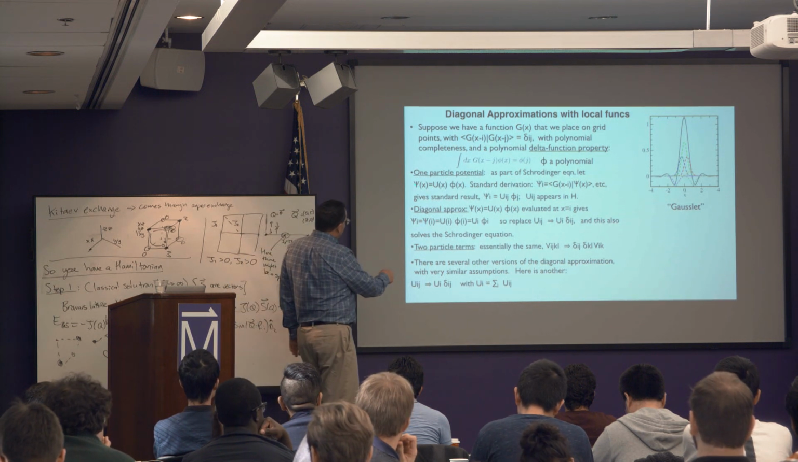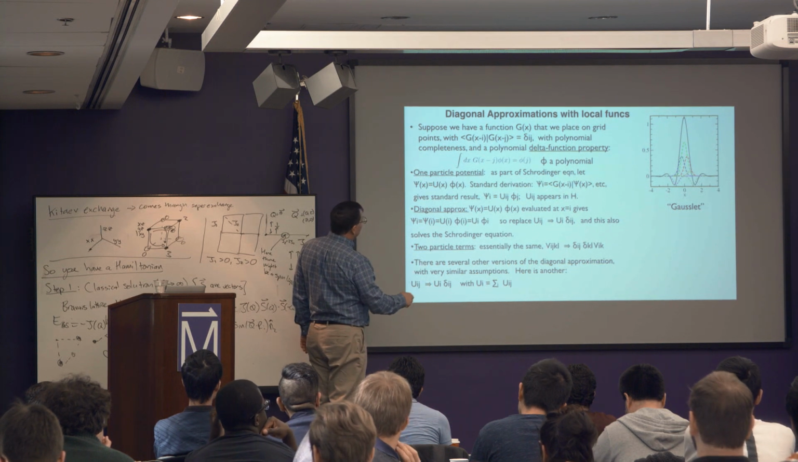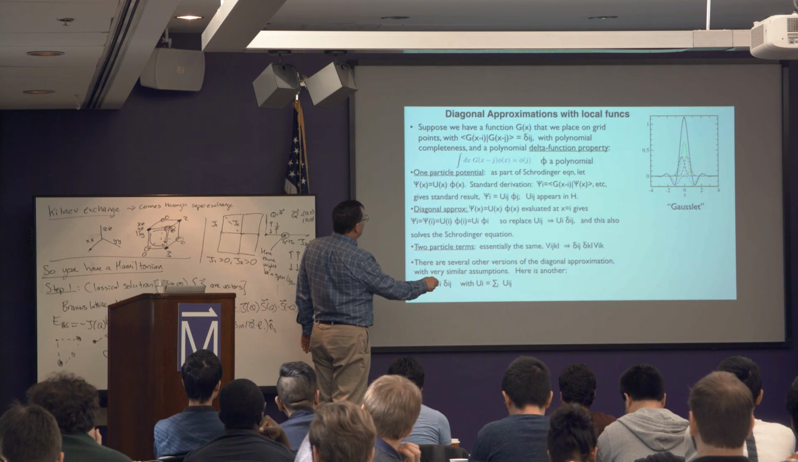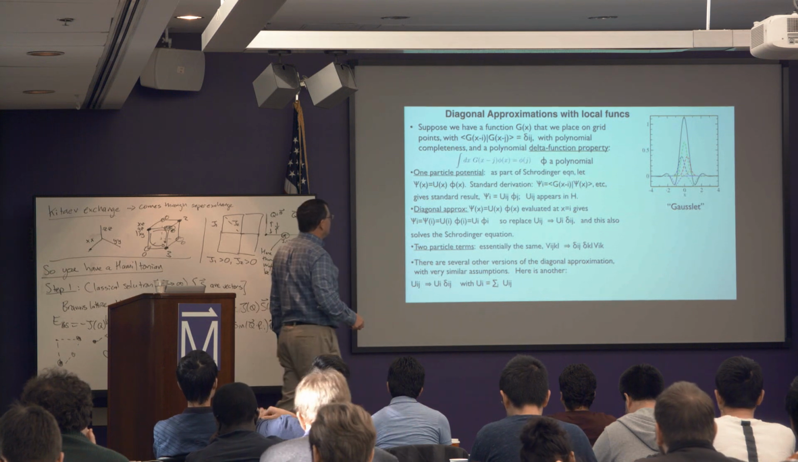So the standard derivation is to expand the left and right in the g functions. If they have the delta function property, the coefficient of each of these expansions is just the integral of the function times the wave function itself. Okay?